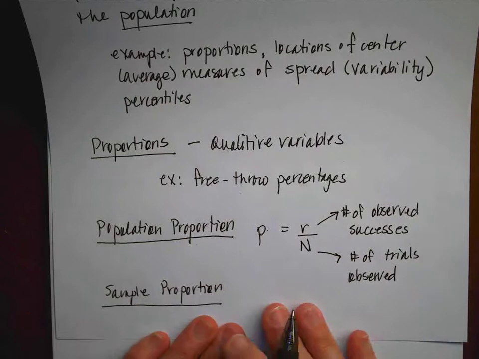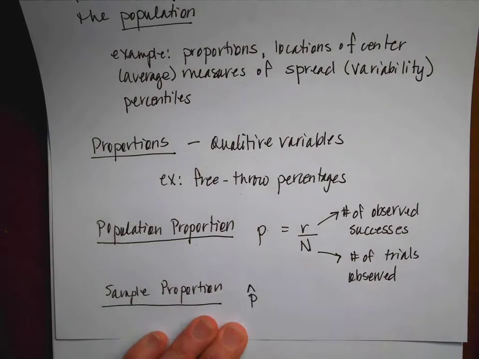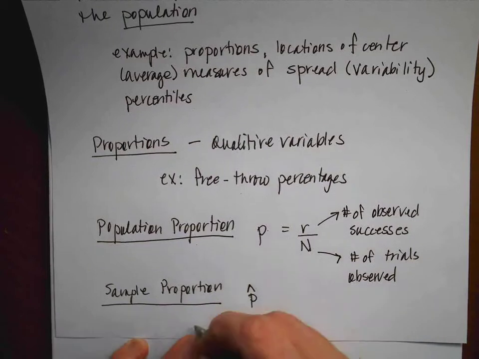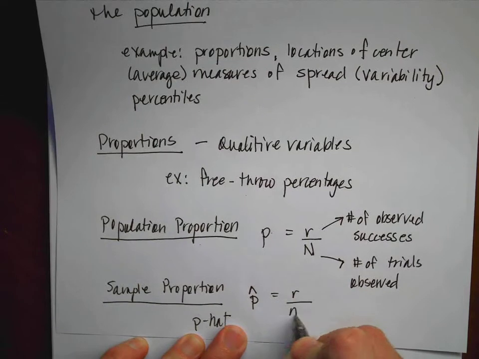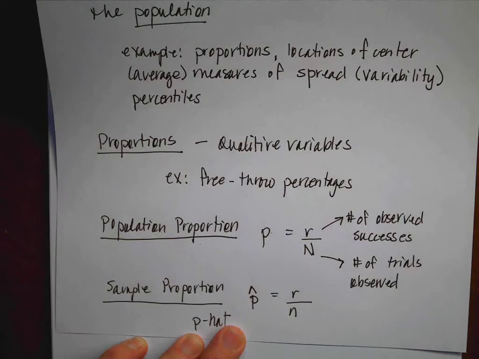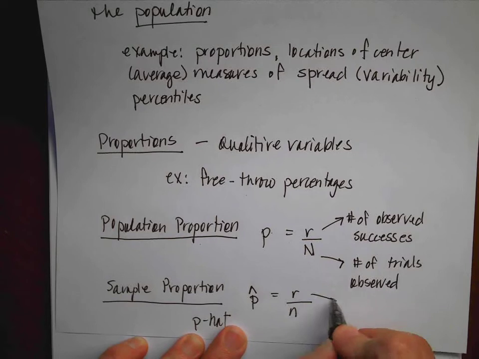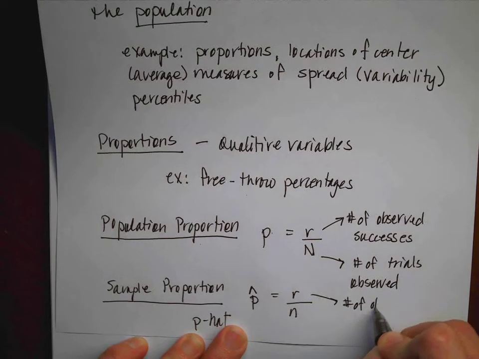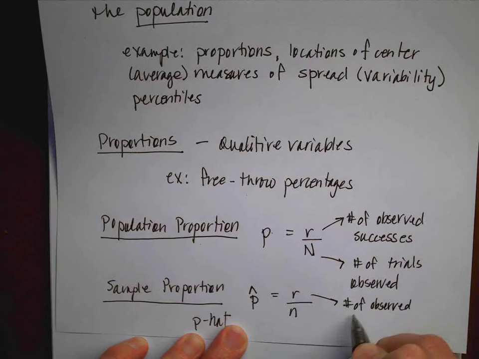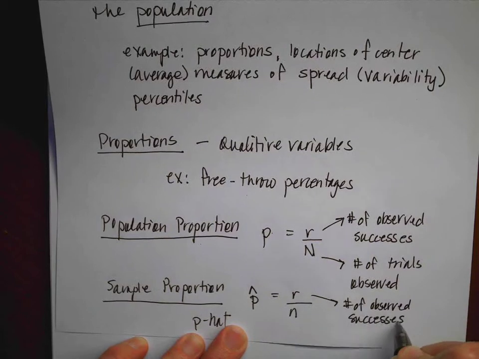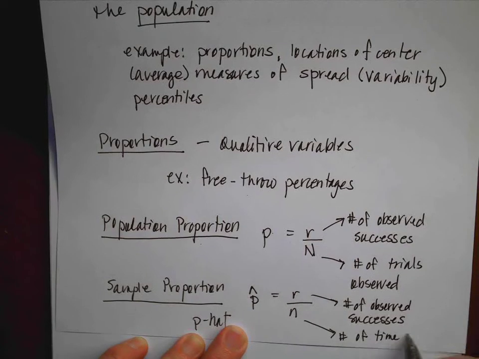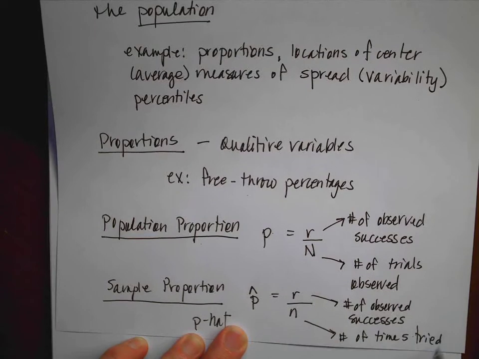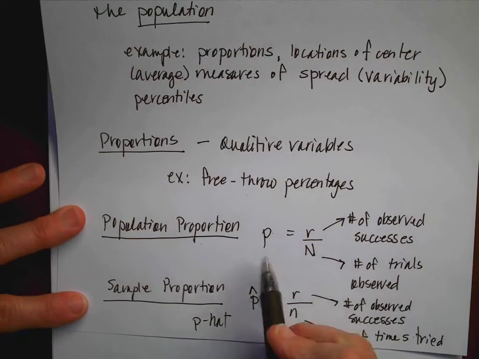Okay, if we talk about the same basic idea, except we look at samples, a sample proportion, and it's kind of interesting in statistics, the way they talk about our variables, is called P, and we're going to put a little thingy over the top of it, and they call this P hat, okay, and it's going to be R, same R, divided by little n. So the sample proportion is still the number of observed successes, but n is going to be the number of times tried. Okay, same basic idea. So both of these things are very similar.